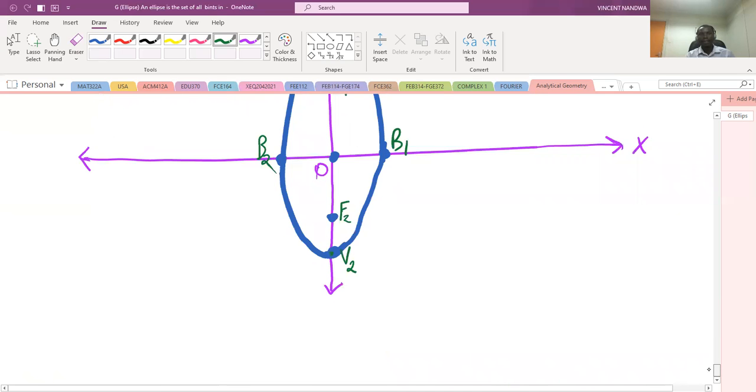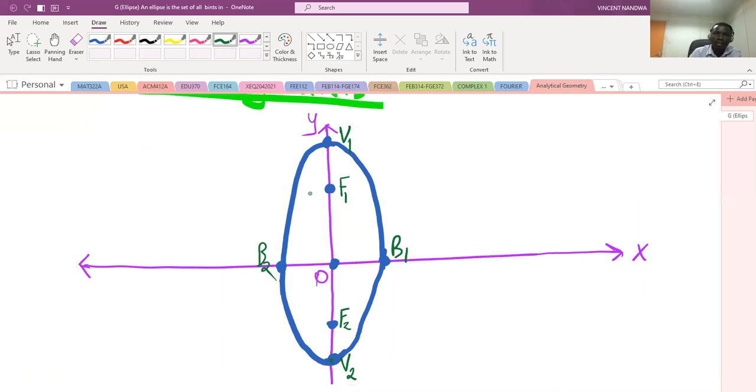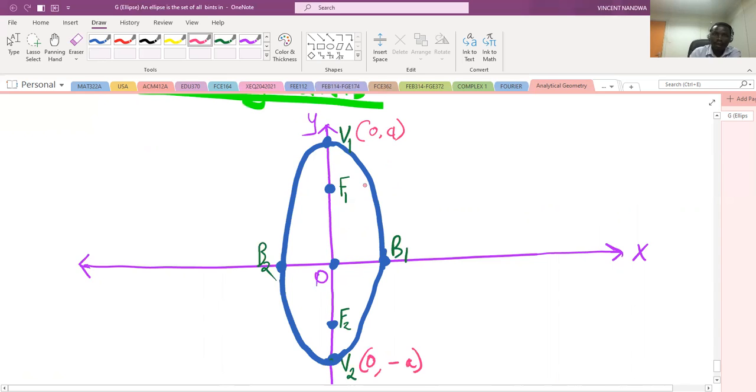With that labeling, we always know that the distance from the center to the vertices is a units. So therefore, this will be (0, a), this will be (0, -a), and then this will be (0, c), and this will be (0, -c). And the distance from the center to the co-vertices is b units. So this would be (b, 0), and this other one would be (-b, 0). Obviously, this one is (0, 0).